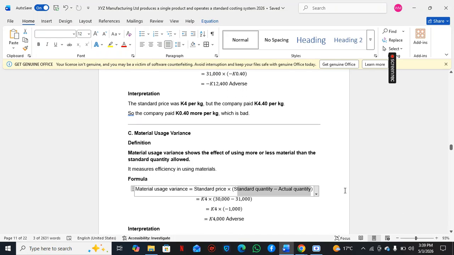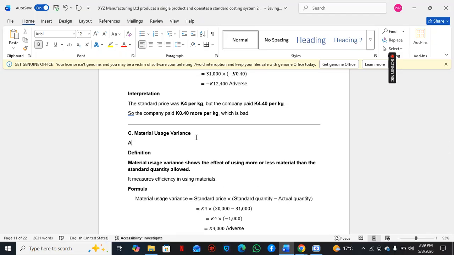If you used more materials than budgeted, it's bad. You're not being efficient. Okay, let me put this down. If actual is greater than standard or budgeted, it's bad because you use more materials. So it means you are not being efficient. Remember, efficiency is all about using resources, not wasting resources. That means you don't waste resources.